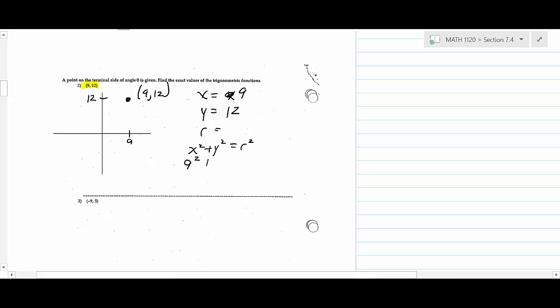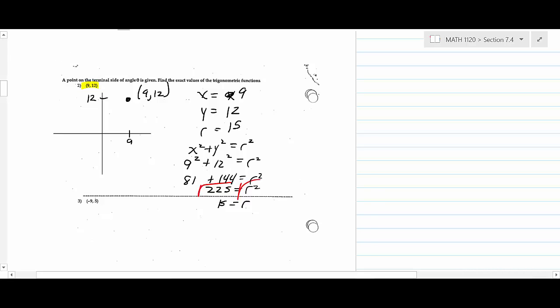So you'd have 9 squared plus 12 squared equals r squared. Use your calculator if you need to. This is 81 plus 144. If you add those two numbers, I think you get 225. Then what? Square root of both sides, then that's 15. So you would end up getting r is equal to 15. So that's the information we need to write down the definitions of the trig functions.